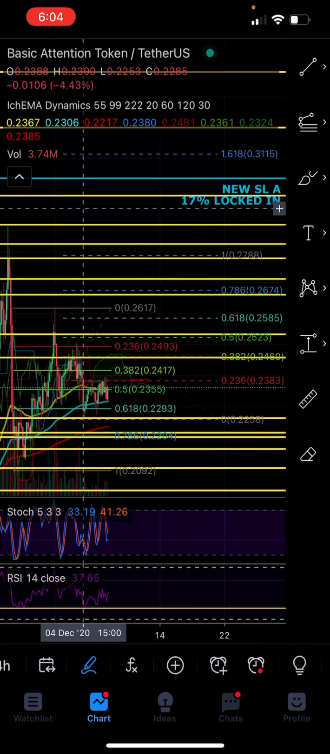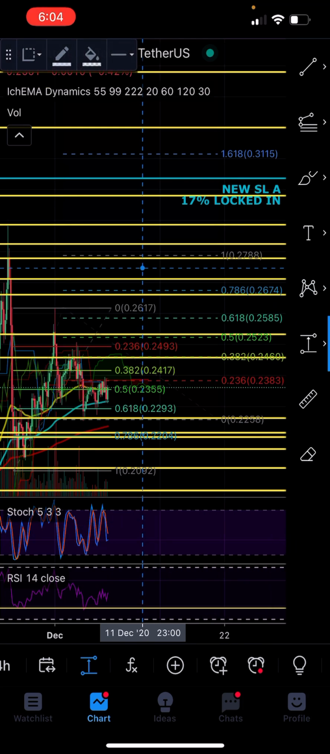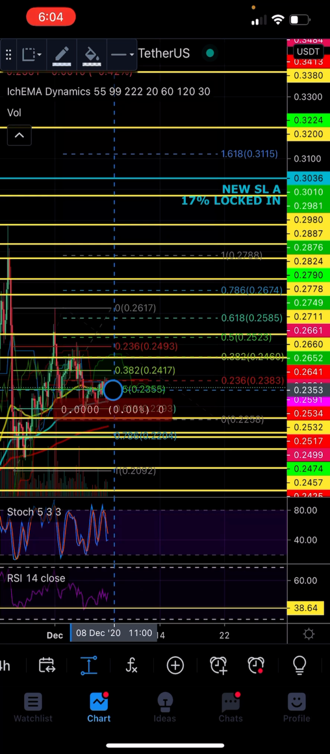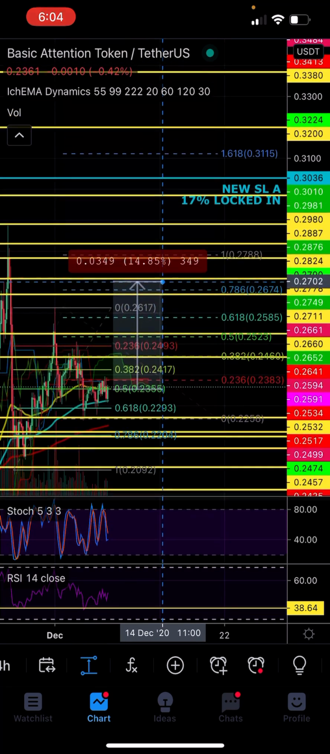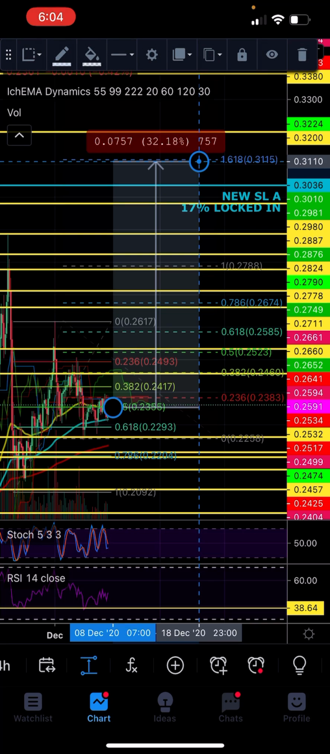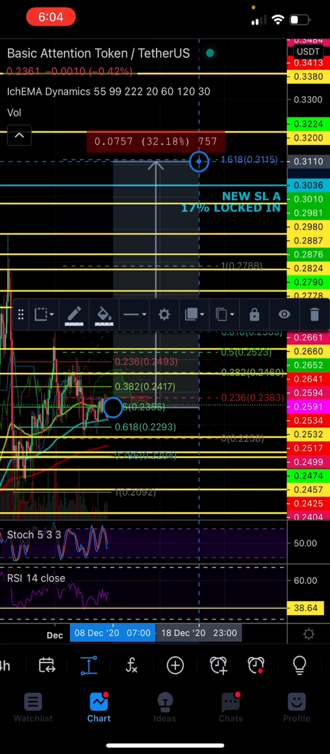So I'm not 100% sure about this yet, but just to give you an idea of the potential here and why I'm considering entering a trade, if I were to get in here, right? So I'm setting the price at the current price and going all the way up to the 1618 extension, which would be up here, 32% and change. So there's a potential for a wave three to yield a 32% and change run.